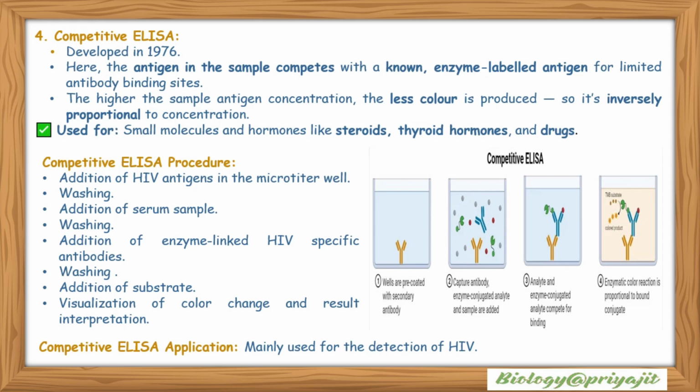Competitive ELISA procedure includes addition of HIV antigens in the microtiter well, then washing, followed by addition of serum sample, and again washing, and then addition of enzyme-linked HIV-specific antibodies, then again washing, and then addition of substrate, then visualization of color change and result interpretation. Competitive ELISA is mainly used for detection of HIV.